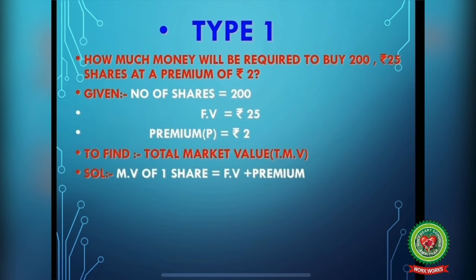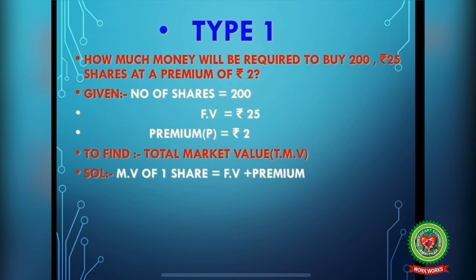So for calculating total market value, we need to have the market value of one share and the number of shares. The number of shares is given to us in the question, that is 200, but we do not have the market value of one share. So the first step will be to calculate the market value of one share.